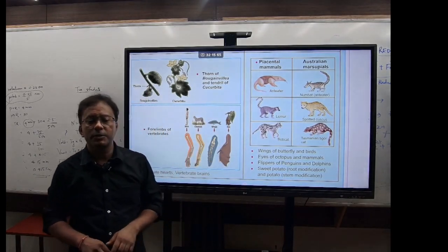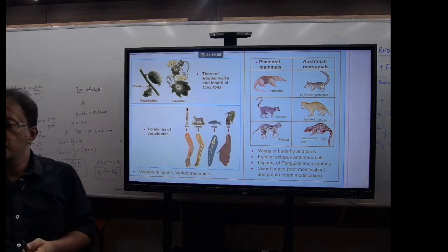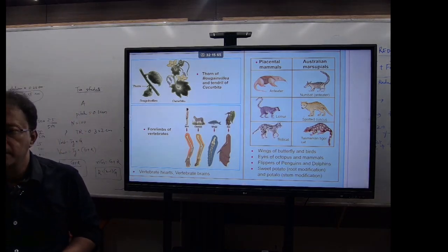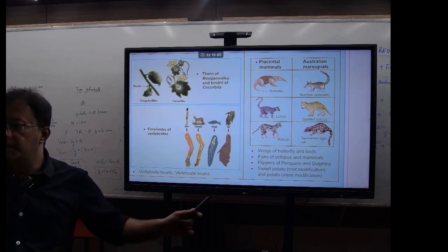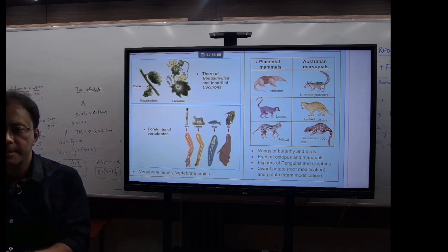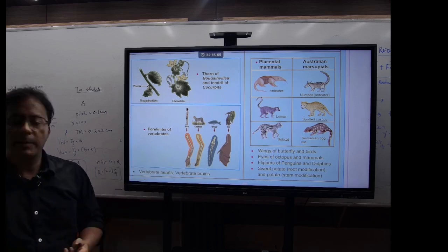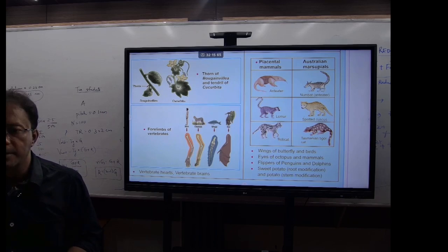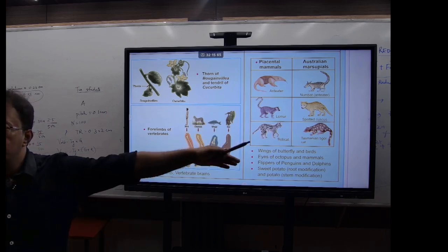Other examples include the eye of octopus and mammals. Is it the same structure? No. Different structure, but the function is same. The flippers of penguins and dolphins. Penguin is a reptile, right?